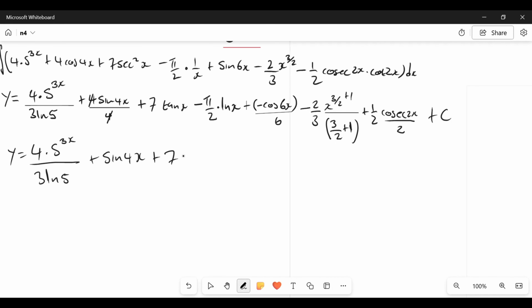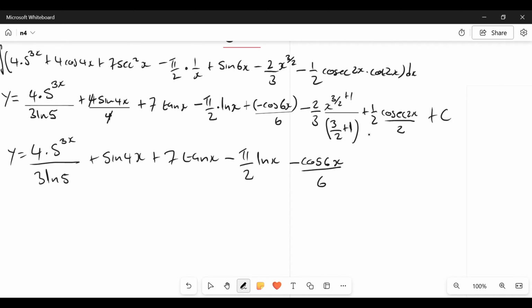Just write it as it is, 7 tan x. Fourth term, again, nothing you can do. We just have negative pi over 2 multiplied by ln x. And then the fifth term, we have negative cos 6x divided by 6. So it's going to be negative cos 6x divided by 6. And then the sixth term, we have to simplify it further.